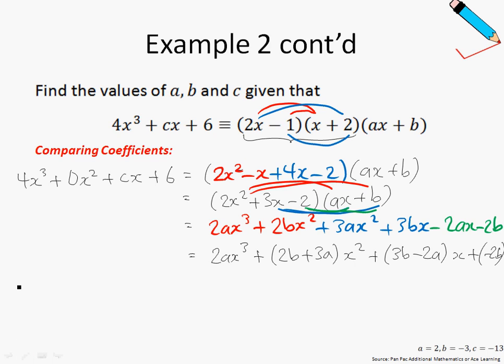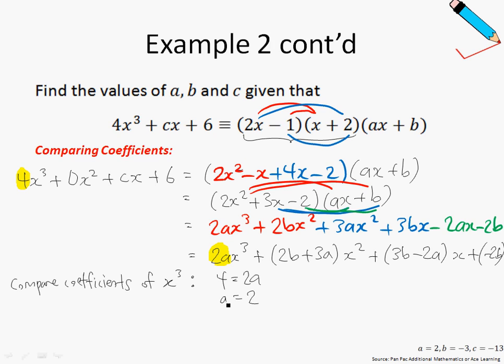Now we can compare coefficients. So comparing coefficients of, let us pick a coefficient to compare. So let's say we compare the coefficients of x cubed, for example. Now on the left, we have 4x cubed, and on the right, we have 2a x cubed. So we can say that 4 is equals to 2a, and therefore a is equals to 2.